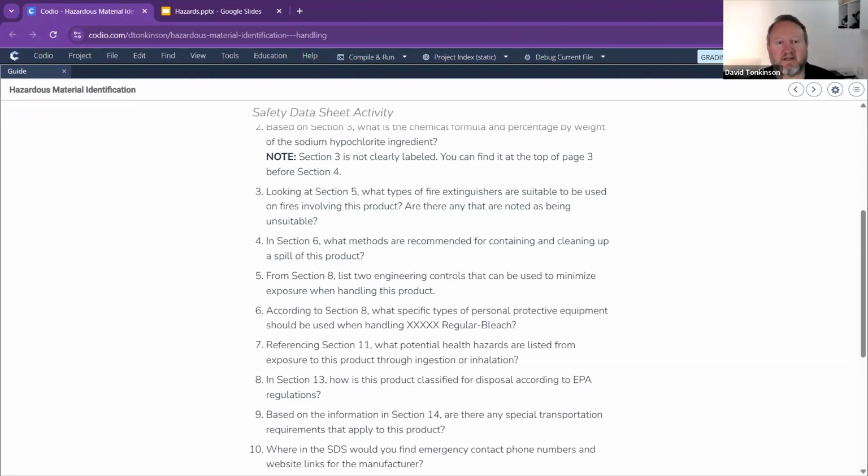As long as it's in the right container and it's labeled properly, you can stick it in the back of your car and drive off.